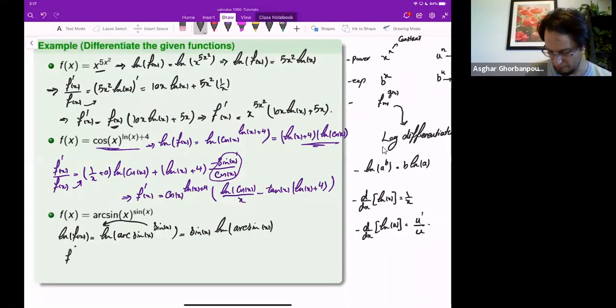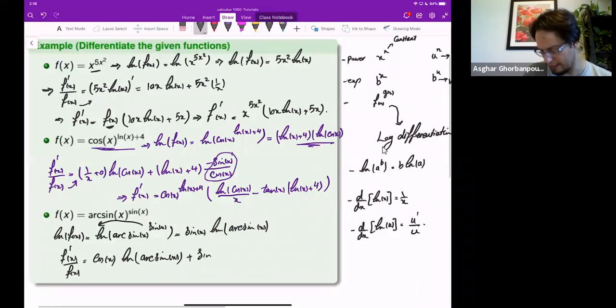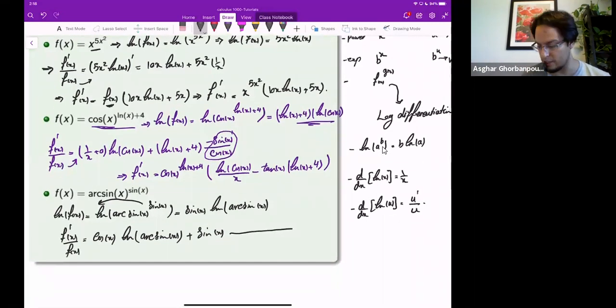And then differentiate both sides. f prime x over f is equal to the derivative of the first one times the second one plus the first one itself times the derivative of ln of arc sine x. What you need to do is find the derivative of arc sine, which is 1 over root of 1 minus x squared, over arc sine x.